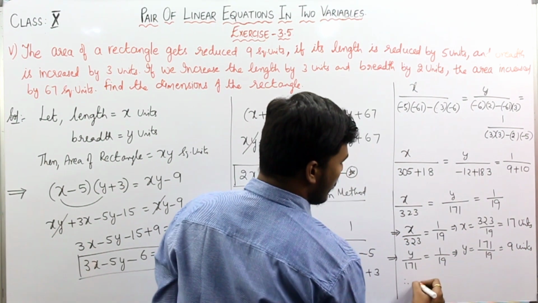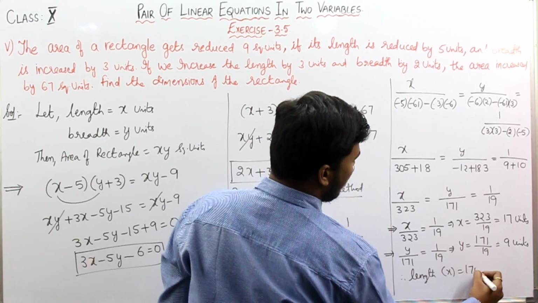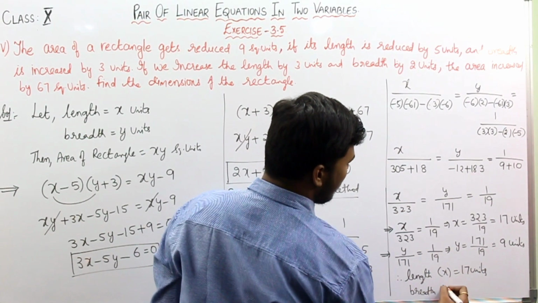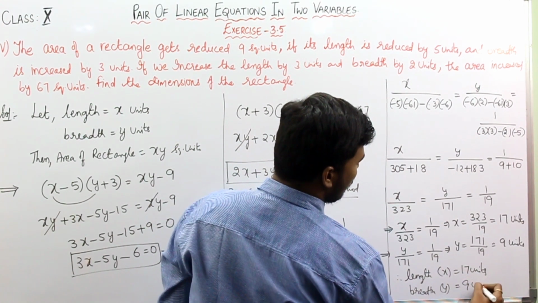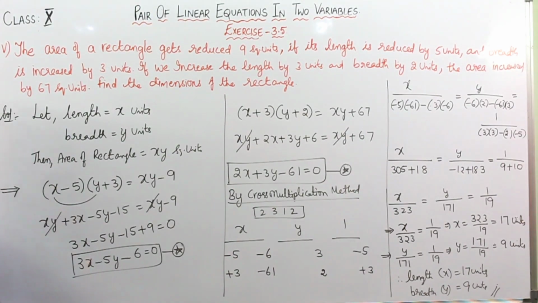So therefore the length of the rectangle, x, is equal to 17 units and the breadth of the rectangle, that is y, is equal to 9 units. Okay, so these are the dimensions of the rectangle.